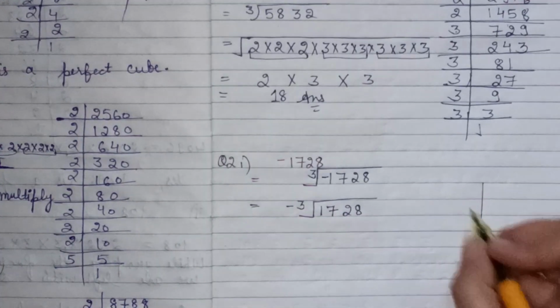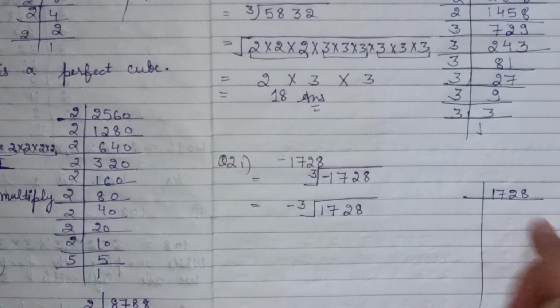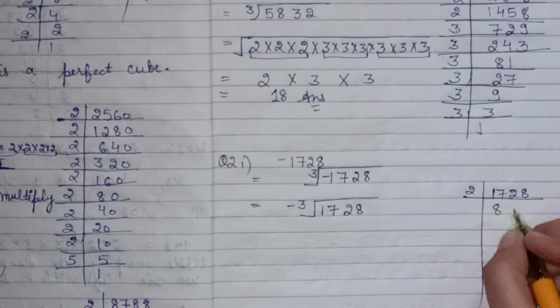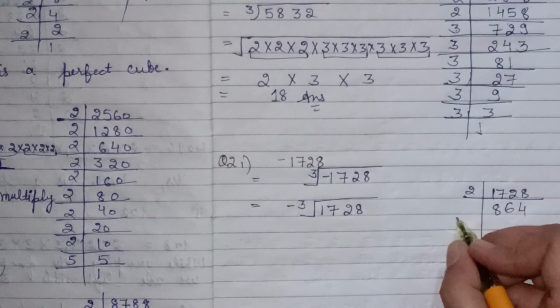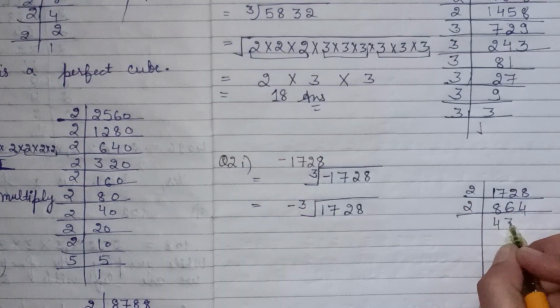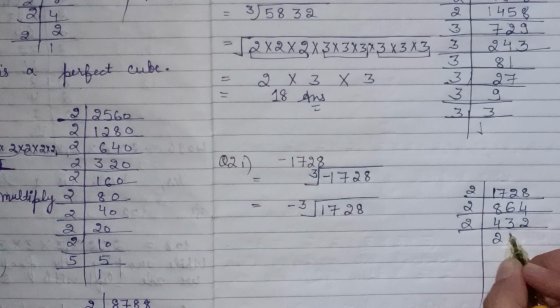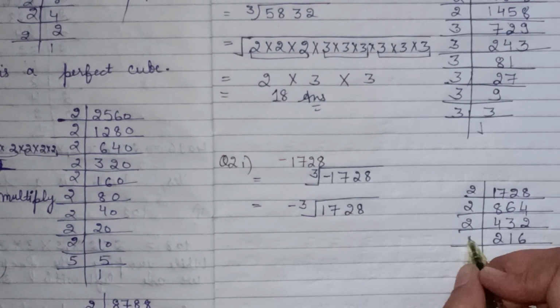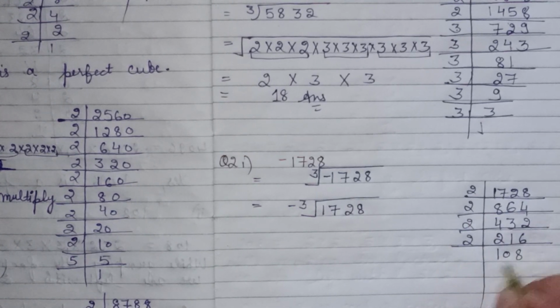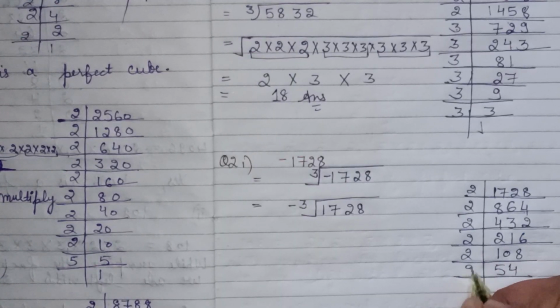Here I write 1728. Here 8 is an even number, divisible by 2. 2 8s are 16, 2 2s are 4, 2 7s are 14, 2 1s are 2, giving 864. Again 4 at the ones place, divisible by 2: 2 4s are 8, 2 6s are 12, 2 8s are 16. Again divisible by 2: 2 2s are 4, 2 1s are 2, 2 6s are 12. Again divisible by 2: 2 1s are 2, 2 8s are 16. Again divisible by 2: 2 5s are 10, 2 4s are 8. Again divisible by 2: 2 2s are 4, 2 7s are 14.